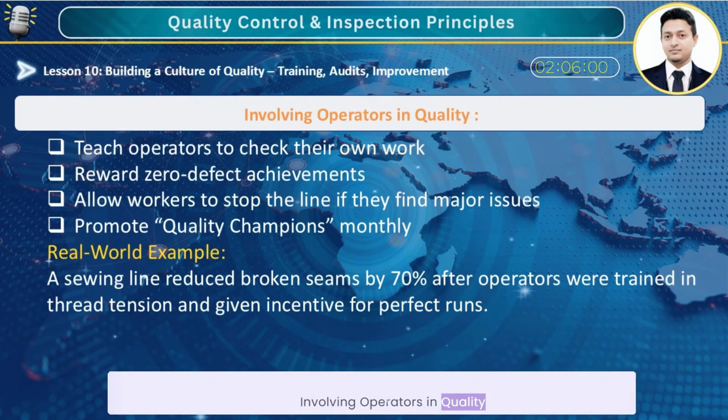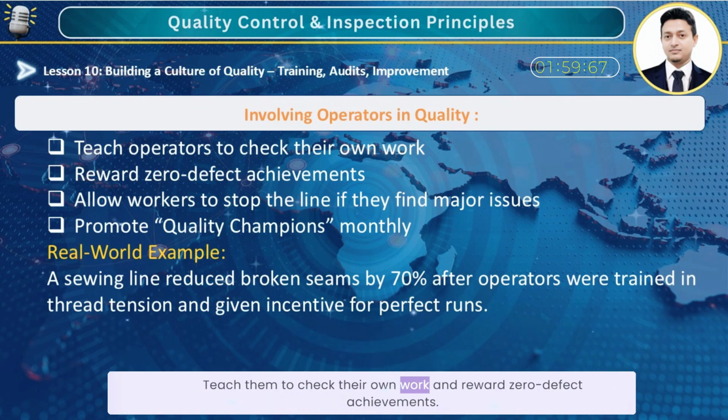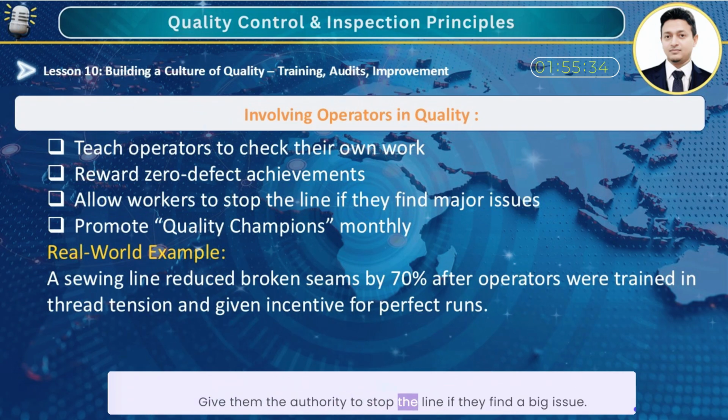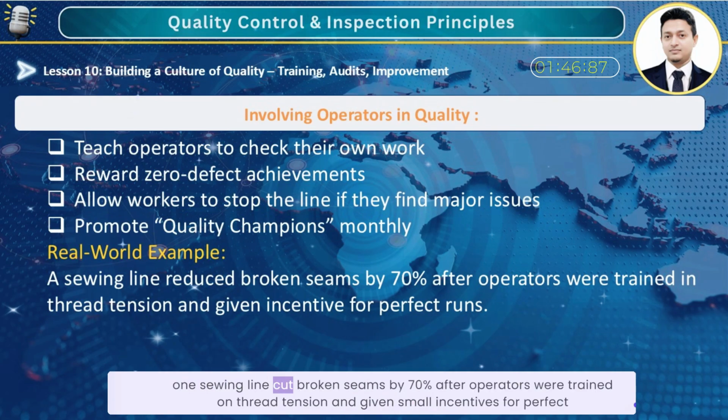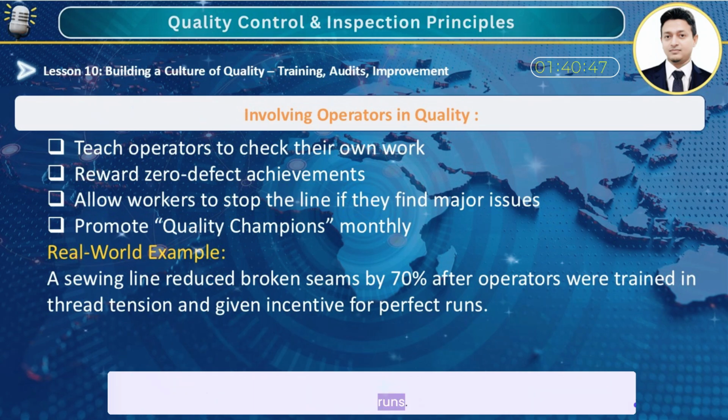Involving operators in quality. A culture of quality must include operators. Teach them to check their own work and reward zero-defect achievements. Give them the authority to stop the line if they find a big issue. And promote quality champions every month. Here's a real example: one sewing line cut broken seams by 70% after operators were trained on thread tension and given small incentives for perfect runs.